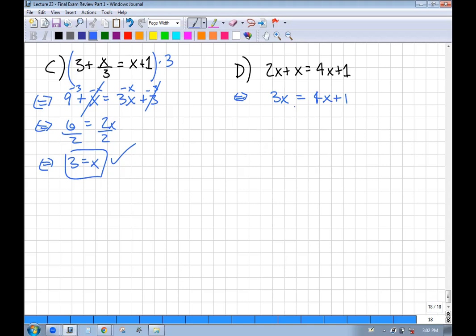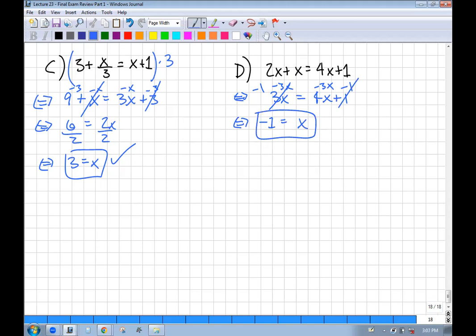Now let's see, since I have more x's on the right side, I'm going to get my x's on the right, and then put my numbers on the left. So I have a -1, 4x minus 3x is x, so boom, -1.